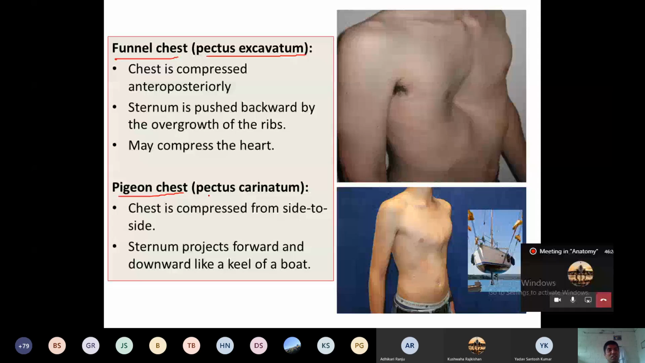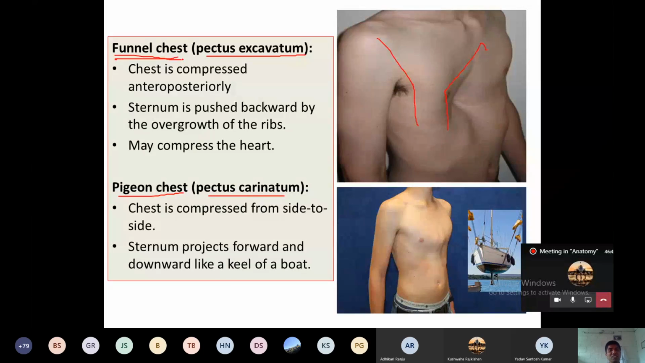See, the chest is compressed anteroposteriorly to give a shape like the funnel. Funnel, you know, right? A funnel will be like this. See here. The chest is compressed anteroposteriorly to give the shape of the chest like the shape of the funnel, so it is known as the funnel chest.